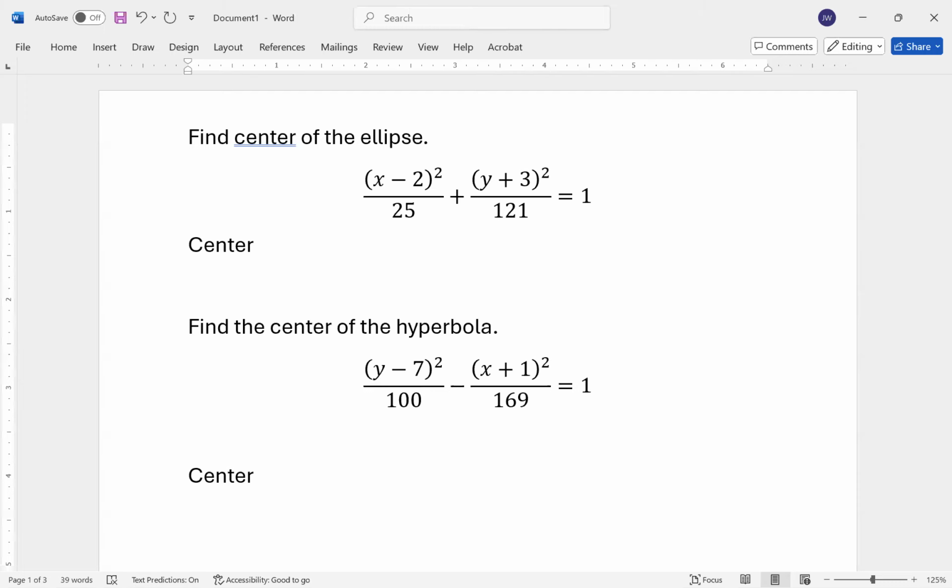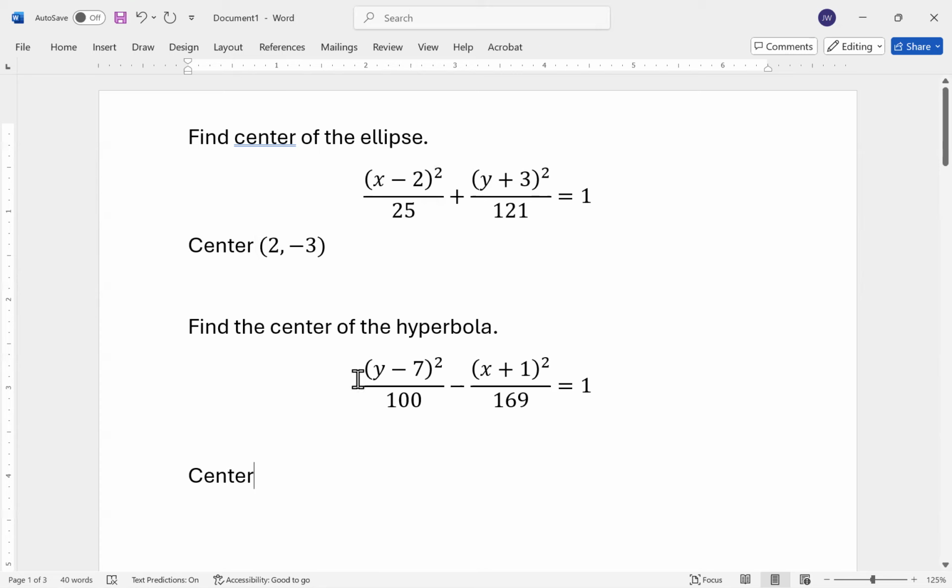So hopefully we can see, again, this comes pretty easily. The center for this ellipse, which is (x minus 2) squared over 25 plus (y plus 3) squared over 121 is equal to 1, is going to be at the point 2 comma negative 3. Be careful about that. It's x minus h and y minus k. So y plus 3 gives a negative 3 as your k.